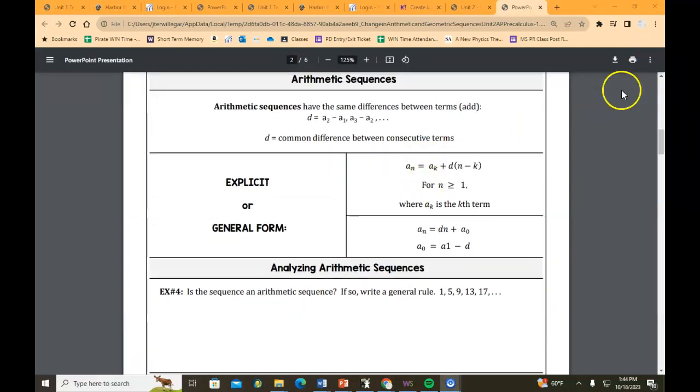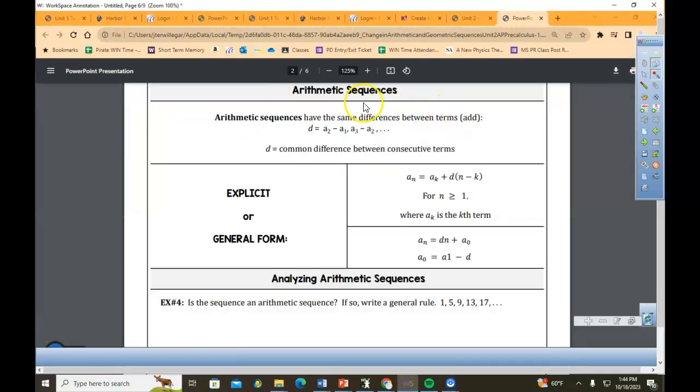Now let's talk about arithmetic sequences. These have differences between terms. So we're starting with a term and then adding or subtracting from it each time. Before, the previous term actually didn't play a role, even though it kind of did, but I'll show you what that means.